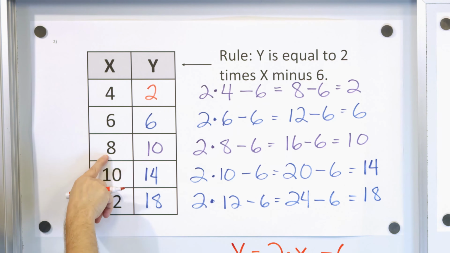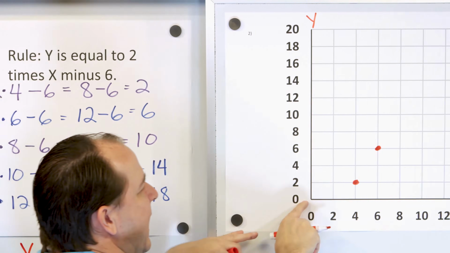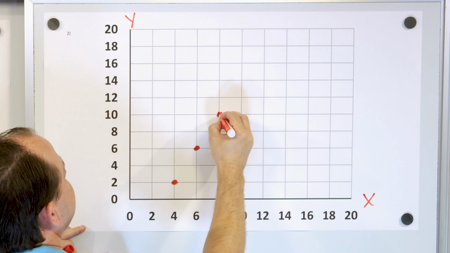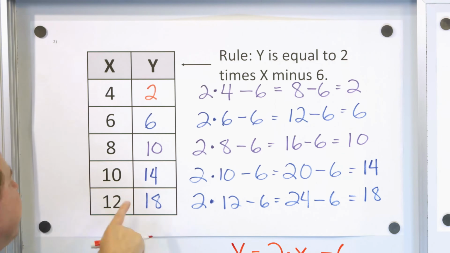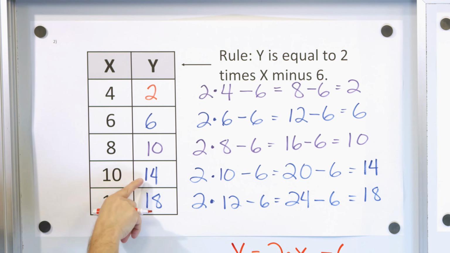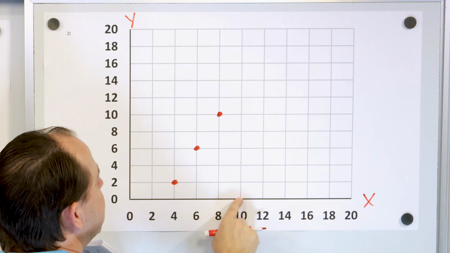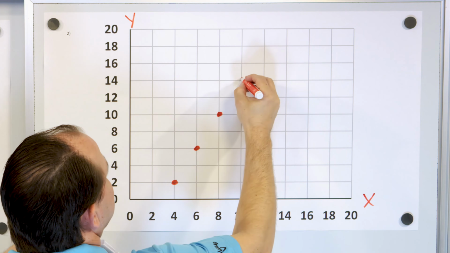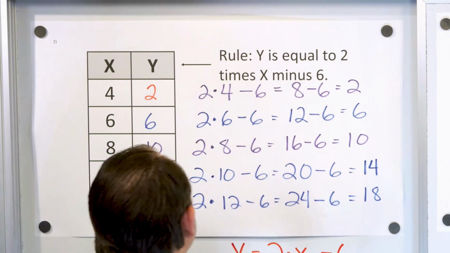Next, 8, 10. X is 8, y is 10. X is 8, y is 2, 4, 6, 8, 10, which means it's right there. Next, we have 10, 14. X is 10, y is, where's 14? Right there, right? So a dot goes right here.